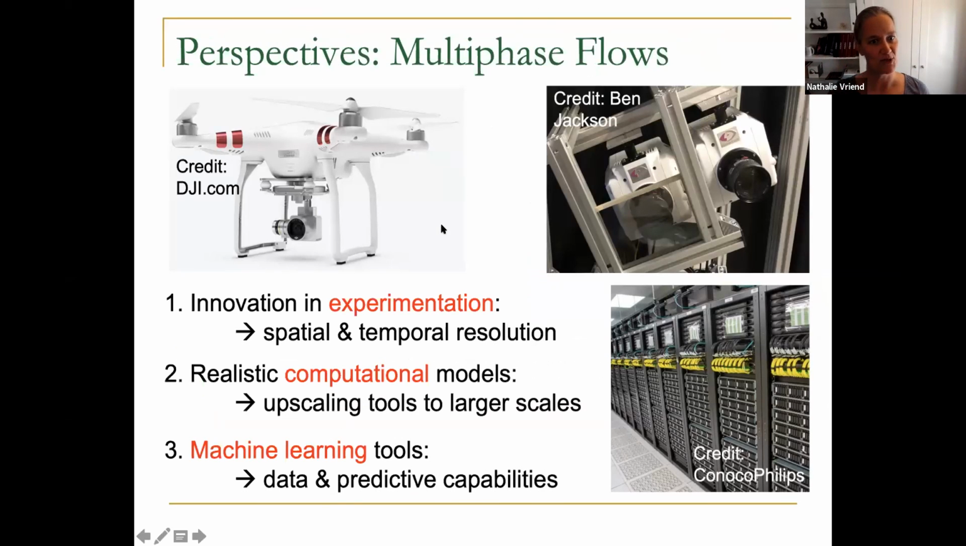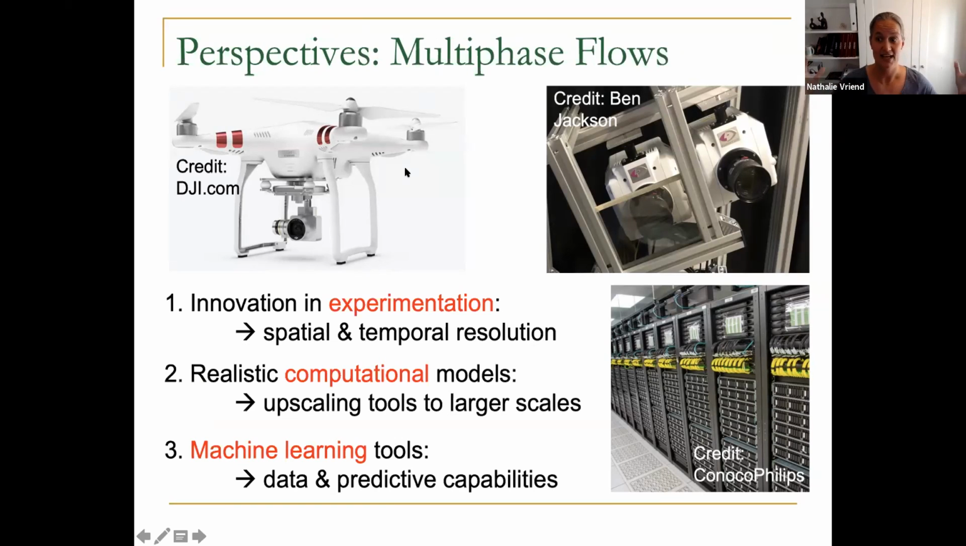So if you think about the perspectives, we're actually in a very exciting time now. We have innovation in experimentation, where we have drones flying on Mars, getting interesting field data. We have laboratory experiments. These are high-speed cameras that are giving us unprecedented resolution in both spatial and temporal phase. So that's really exciting. We're also seeing a great improvement in our computational powers, where we have the large supercomputers that allow us to upscale our tools and simulate larger systems.